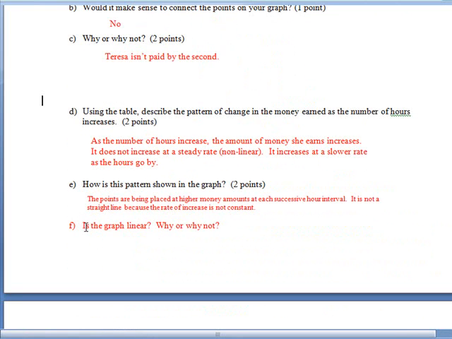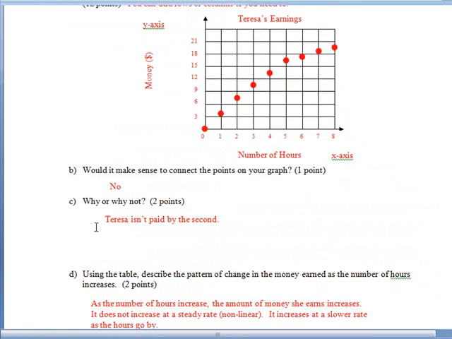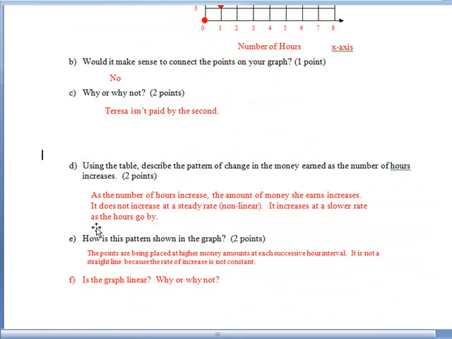Okay, we've been answering this question all along. Is the graph linear? Why or why not? And we look at it. No, the points are not going up at a constant rate. They're not going up in a straight line.